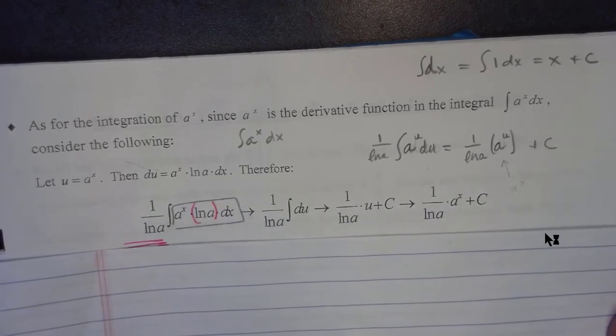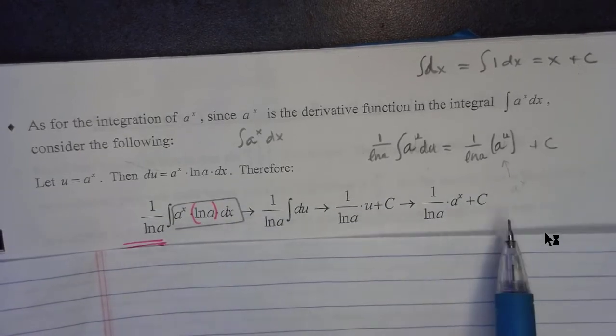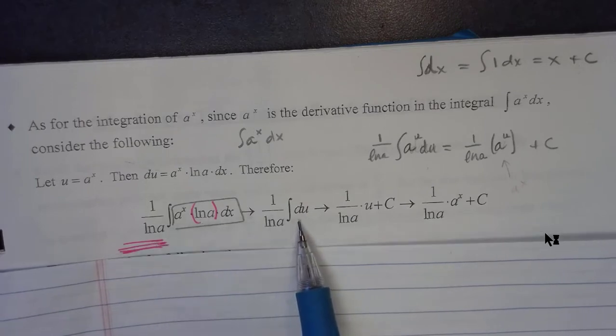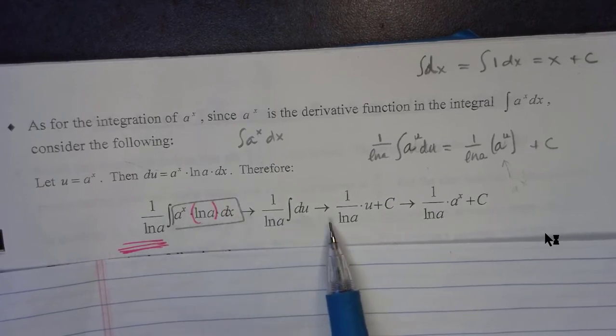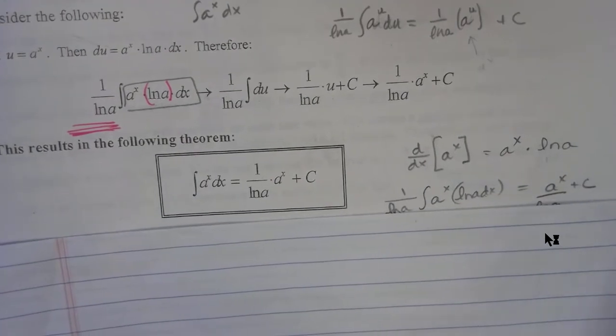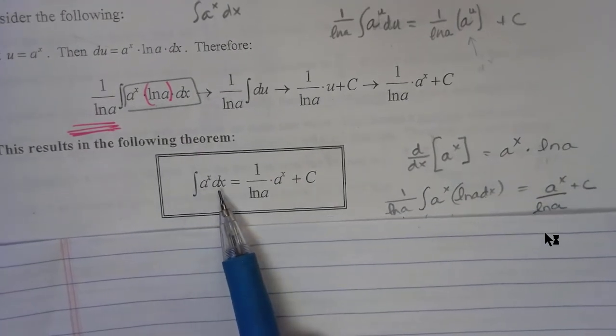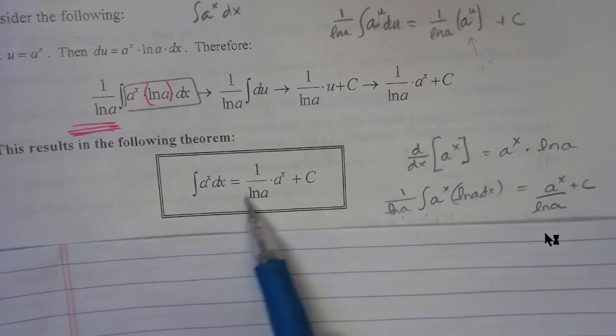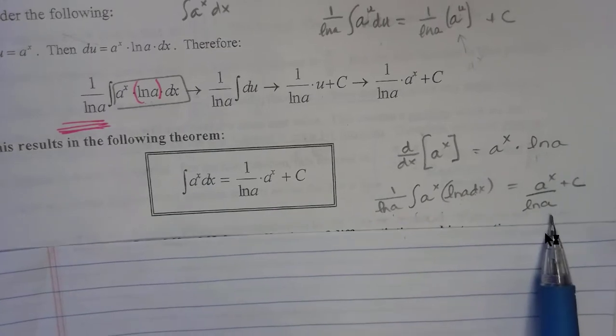Don't forget your plus c. And that is what this is showing. We needed to multiply and divide by ln a. Now I have my du, and the integral of du is u, and my u is a to the x. So again, here is our theorem. The integral of a to the x dx, remember, we are missing that factor of ln a. So we have to multiply and divide by that factor of ln a, which is how we get this, which you will often see written like this.